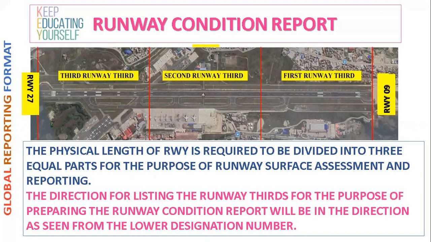So this is the way of dividing the runway into 3 equal parts. And we will prepare the runway condition report for the lower designator always. So here the lower designator is runway 09. So it will be done from the runway 09 side, and the first part which starts from the runway 09 beginning is known as first third. The second is known as second third, and the third is known as third third. So this is done now. Now we will see how to proceed further.